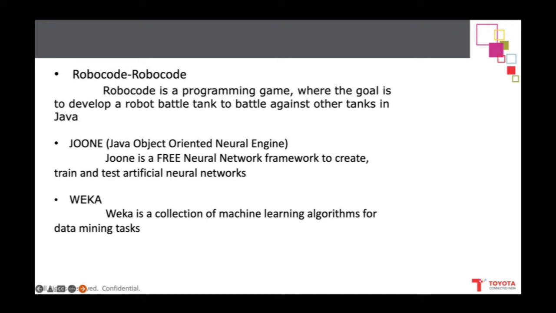Okay, next is Java Object Oriented Neural Engine. It is a neural framework, it is open source, and it is mainly used to create, train and test artificial neural networks. And Weka is a popular machine learning tool, and it is mainly used for data mining tasks. Weka is the first library, the first project, that most people who want to move to Java to build ML applications go and look at.